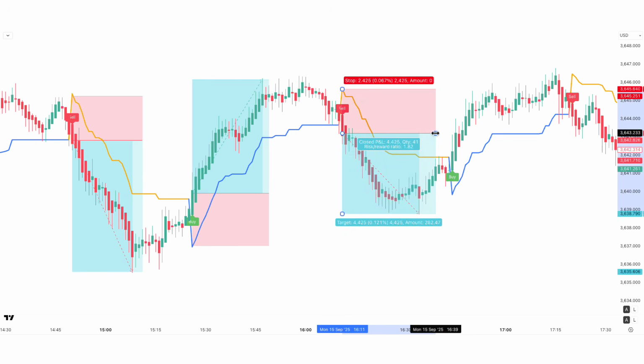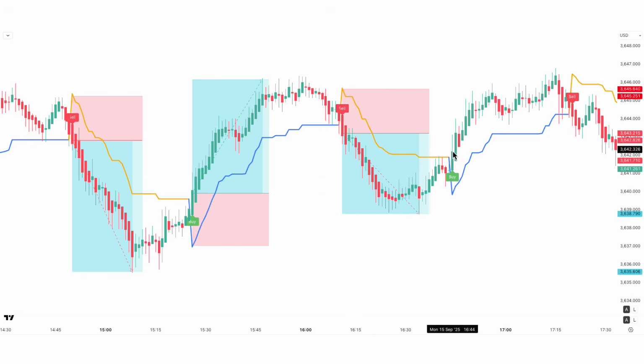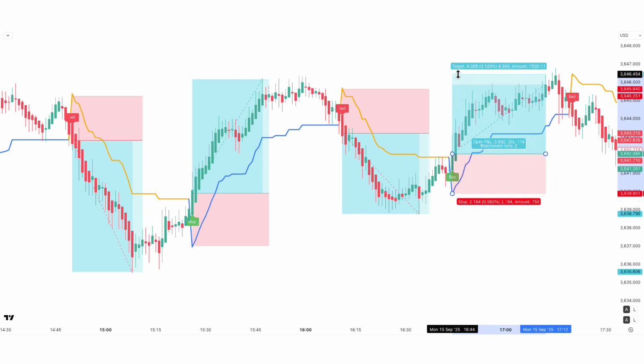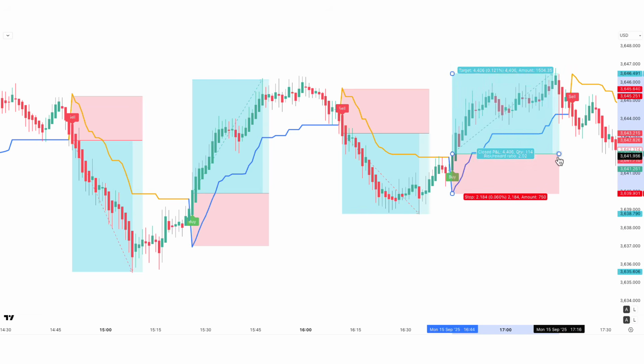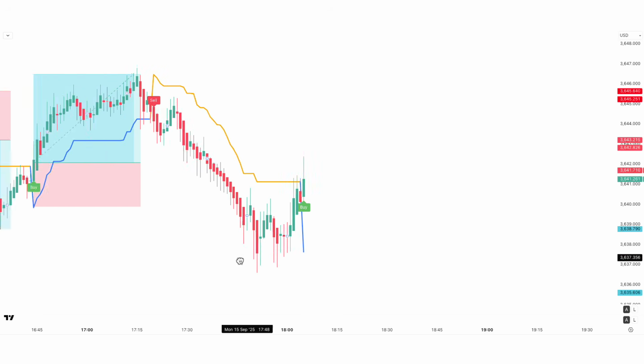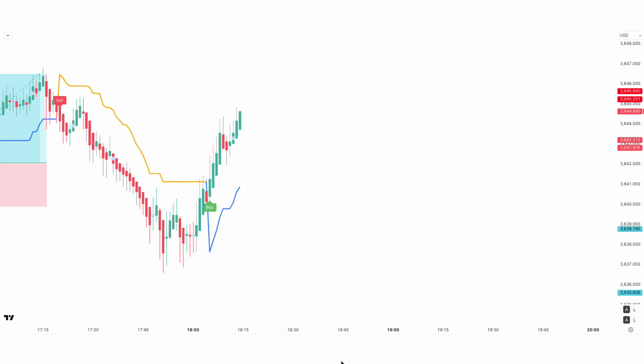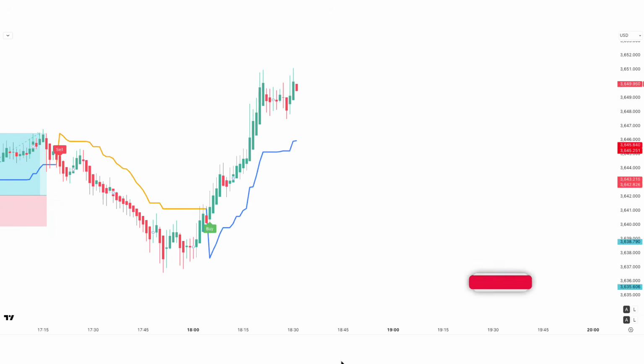In this video, I'm going to show you exactly how this Tradingview indicator works, the settings I personally tested, and how you can use it step by step on your own charts. So stay with me, because what looks simple might actually be the smartest tool on your chart.